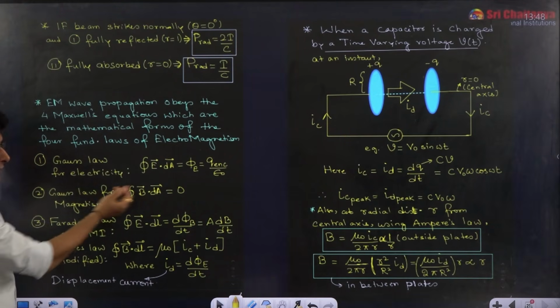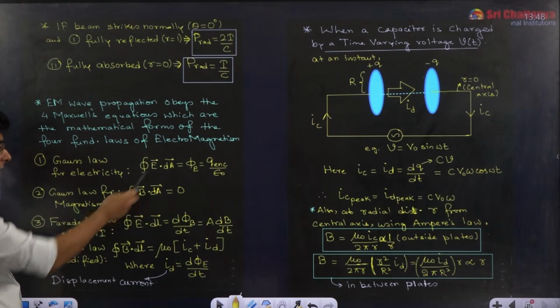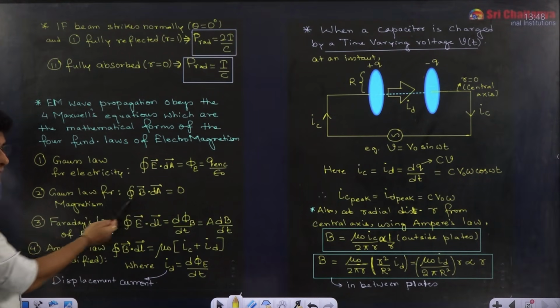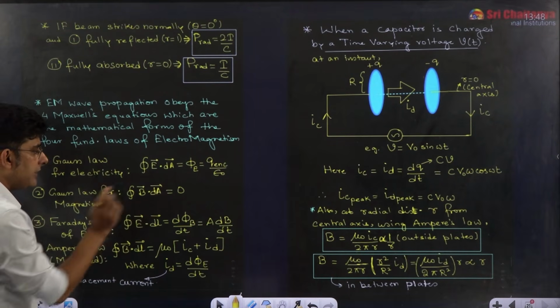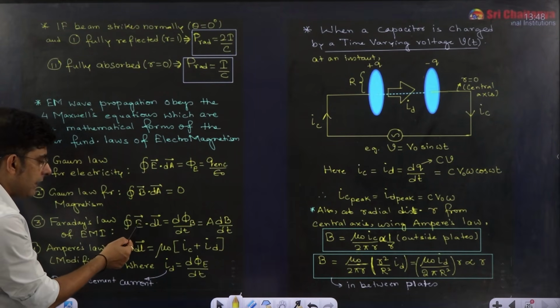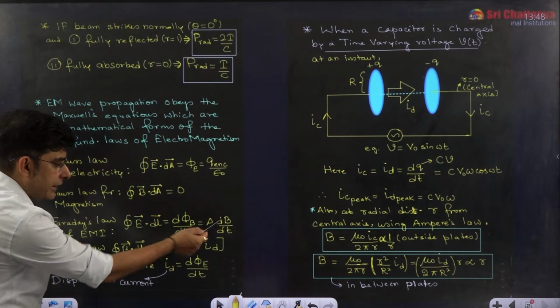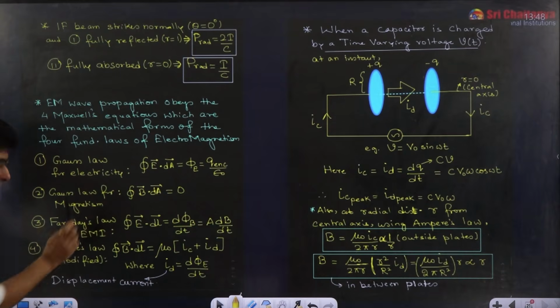First one is Gauss law for electricity, which you all know, electric flux is equal to Q enclosed by epsilon naught. Next is Gauss law for magnetism, closed integral B dot dA is equal to 0. Faraday's law of EMI, which is the integral of the induced electric field, gives d phi B by dt, or A dB by dt for a time varying magnetic field.